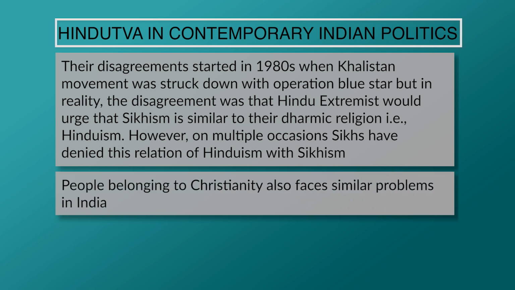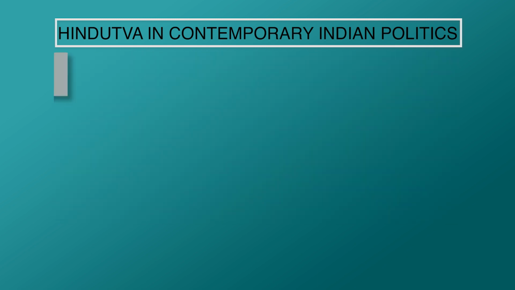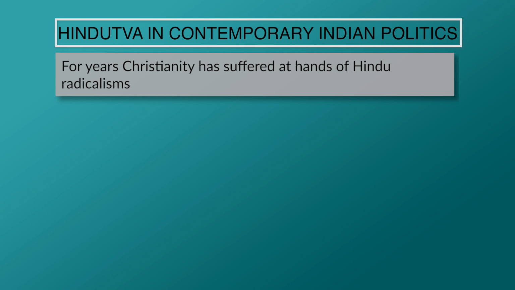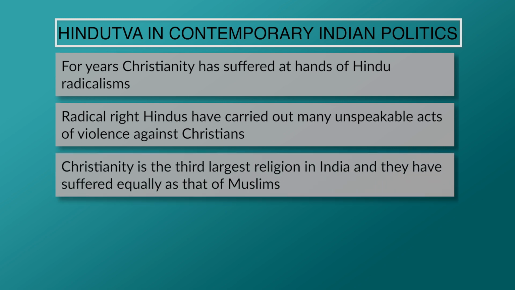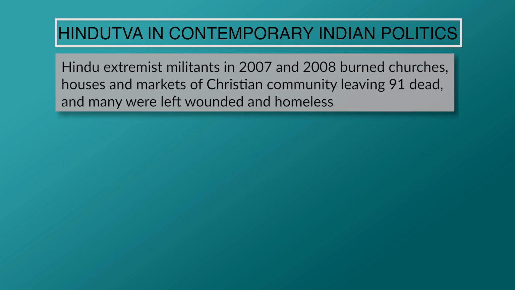People belonging to Christianity, on the other hand, also face similar problems in India. For years, Christianity has suffered at the hands of Hindu extremists. Radical right Hindus have carried out many unspeakable acts of violence against Christians. Christianity is the third largest religion in India, and they have suffered equally as the Muslims. Hindu extremist militants in 2007 and 2008 burned churches, houses, and markets of the Christian community, leaving almost 91 of them dead, and many were wounded and homeless.